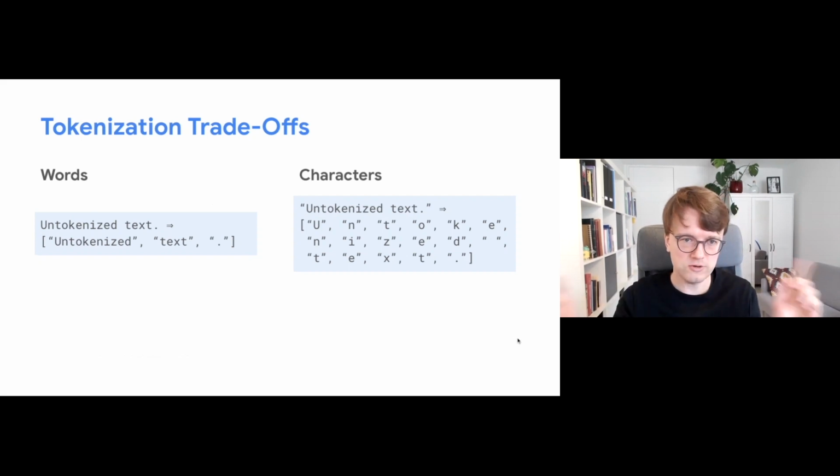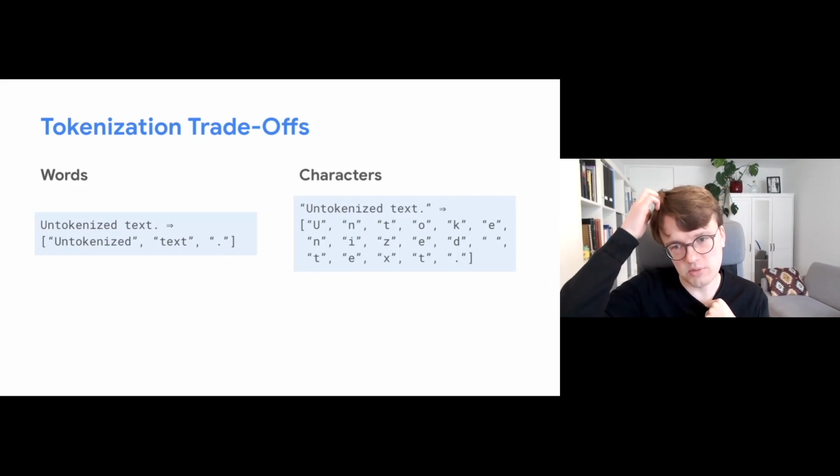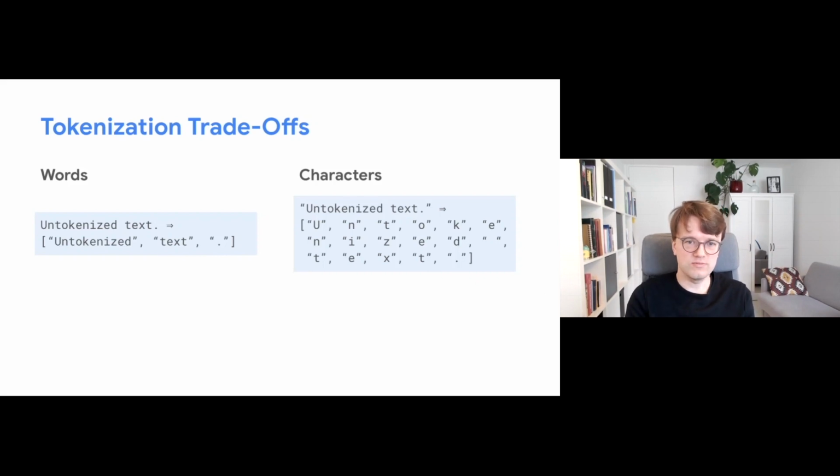Okay, but let's look at two extremes. One extreme is using full words as tokens. For example, untokenized text, you would split into "untokenized", "text" and a period. At the other end, there are the character level or byte level tokenizers, where each of the characters would become its own token. Now, can you think of what would be the disadvantages of each of these two approaches? If you use word level tokenization, what will you suffer from?